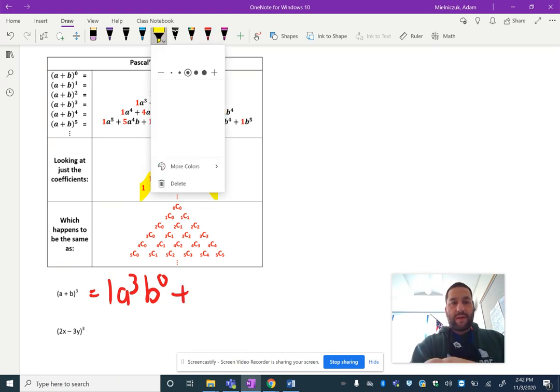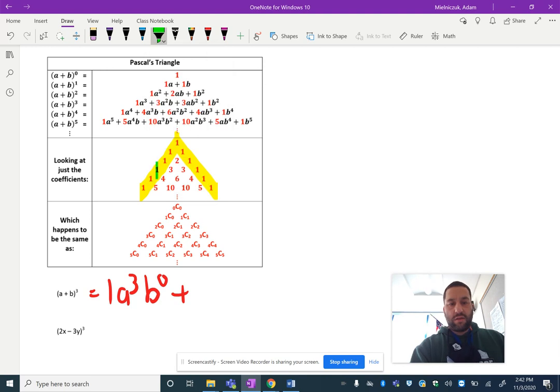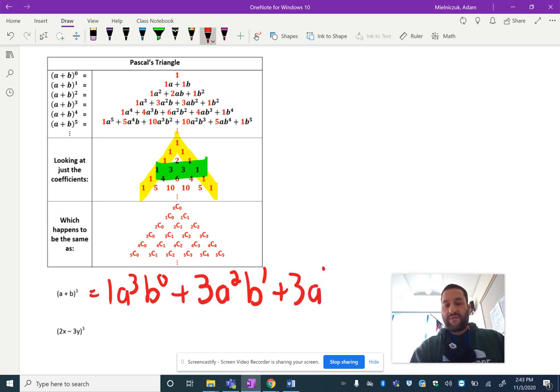So we're looking at what I'm about to highlight in green. So I know my next coefficient is going to be a 3. And here, watch what I do. I take one less exponent on a squared, and one more exponent on b, so b to the first, plus another 3. I take one less a, so a to the first, b to the second, and then my last one will be 1b cubed.